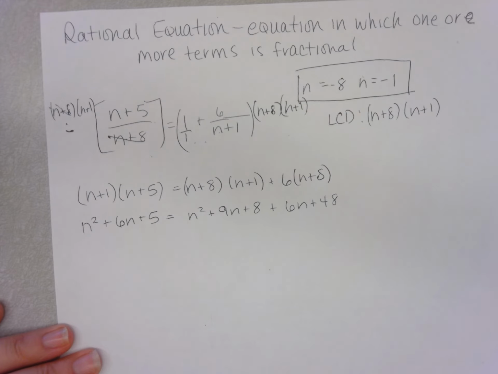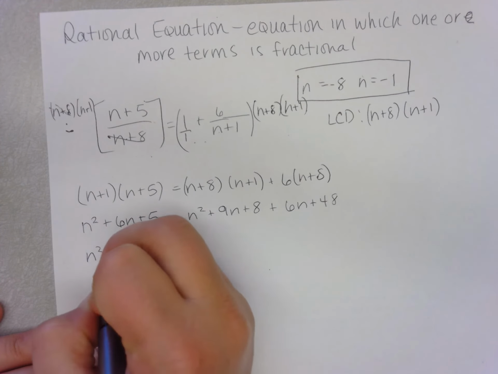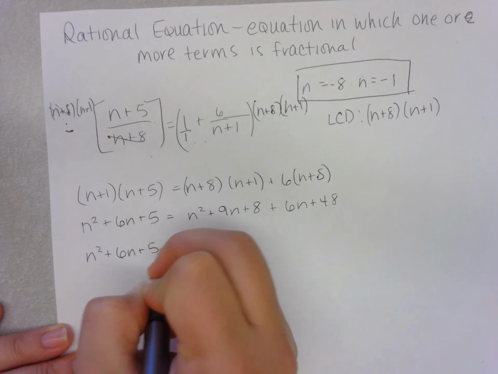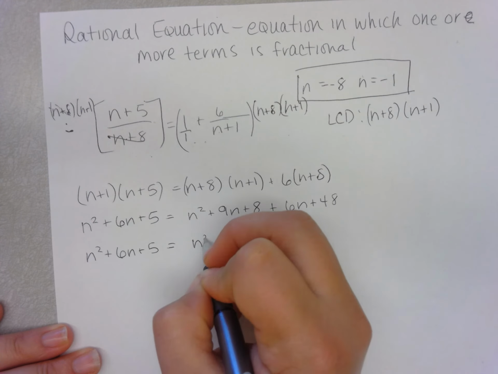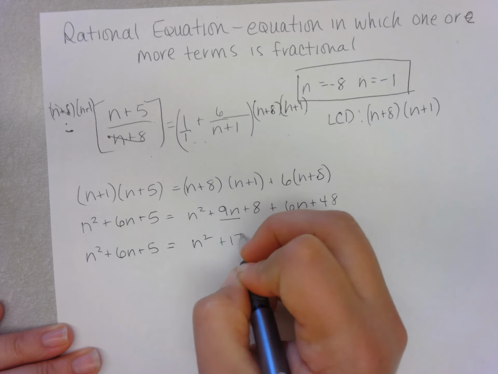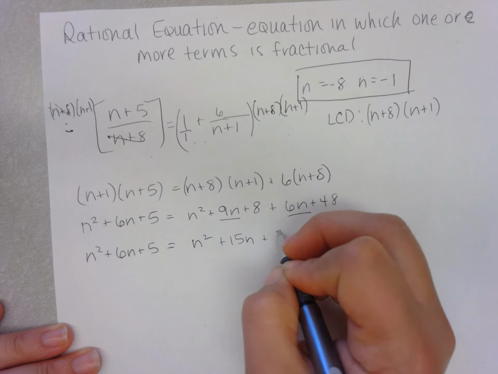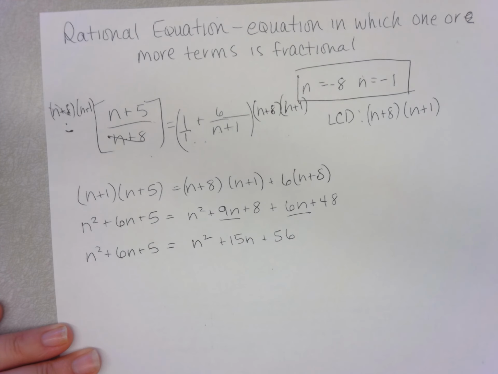All right, so let's simplify the right-hand side over here. This side I'm not going to do anything to because I don't have any like terms. But over here I have a 6 and a 9n giving me 15n overall. And then an 8 plus a 48 gives me 56.